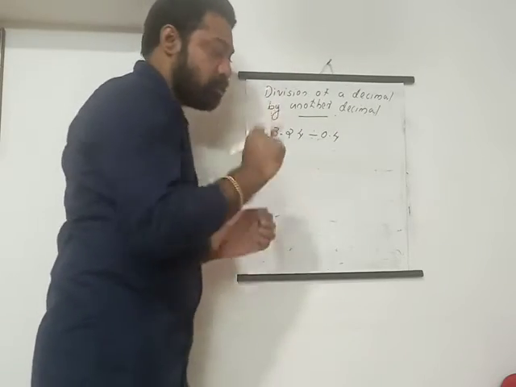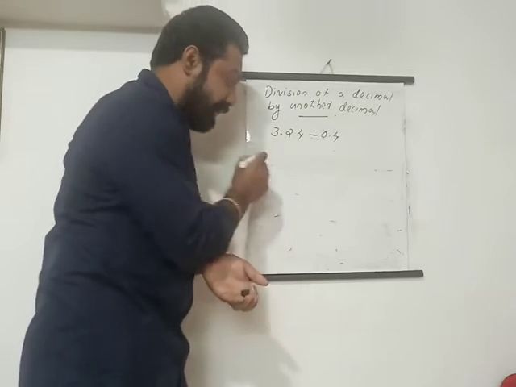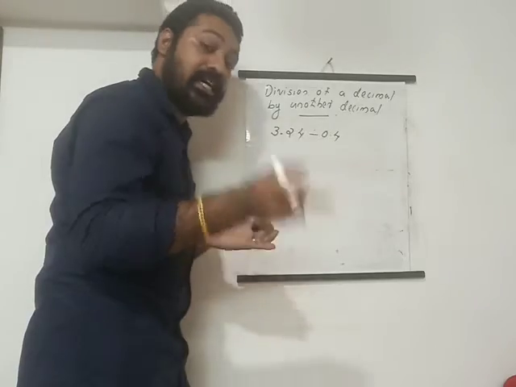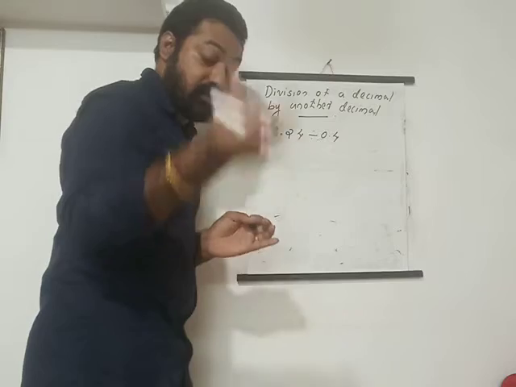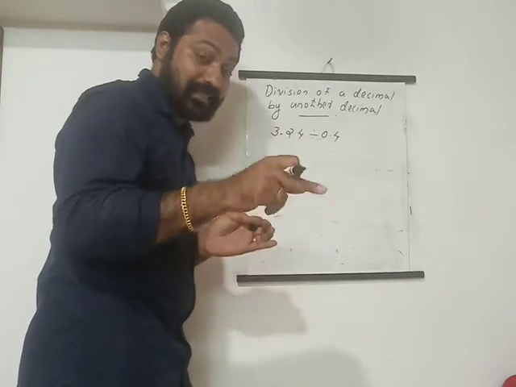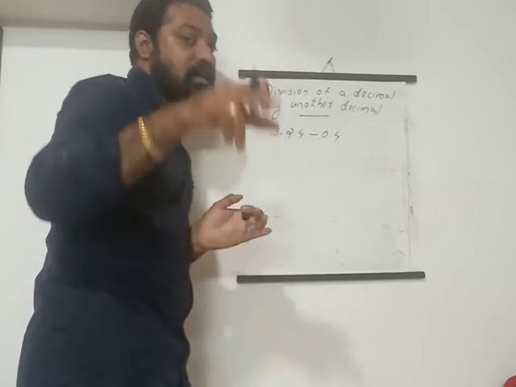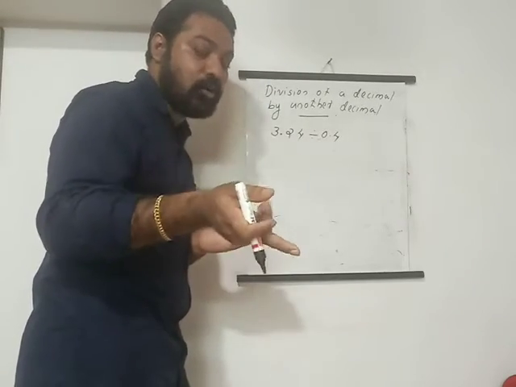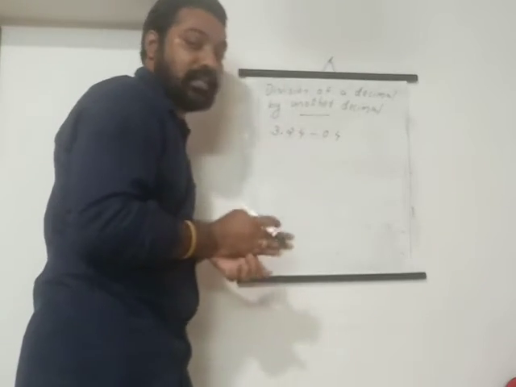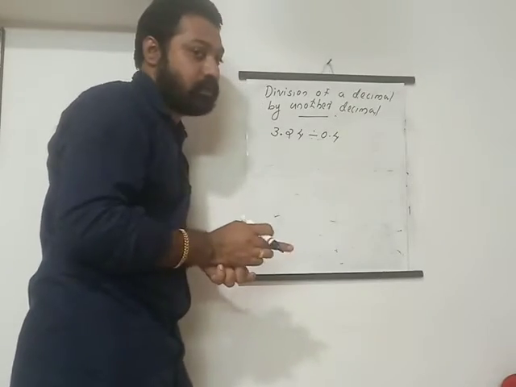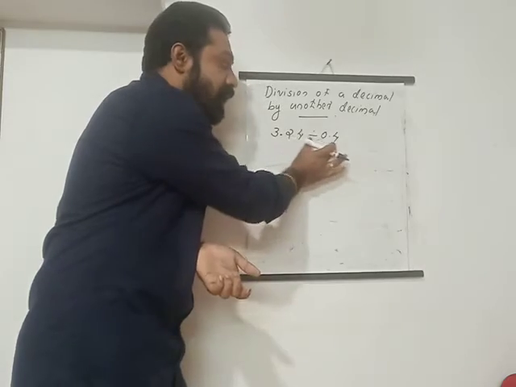Next part. We learned about the multiplication and division of decimal numbers by 10, 100, 1000. When we multiply a decimal number by 10, 100, 1000, and when we divide by 10, 100, 1000, that means numbers ending with zeros, we learned what changes happen to the decimal numbers. If you have not learned that, you have to learn it first, because it is very important for solving a decimal by another decimal number.